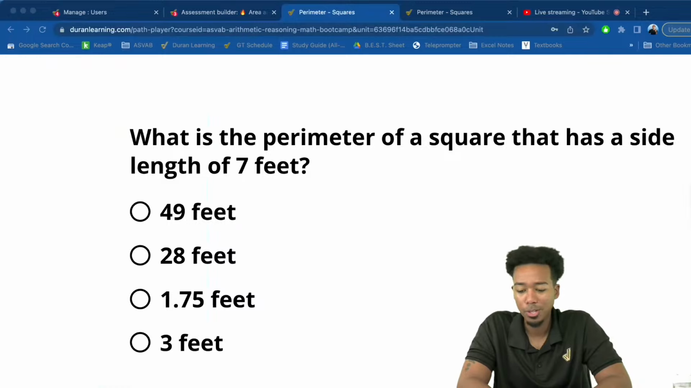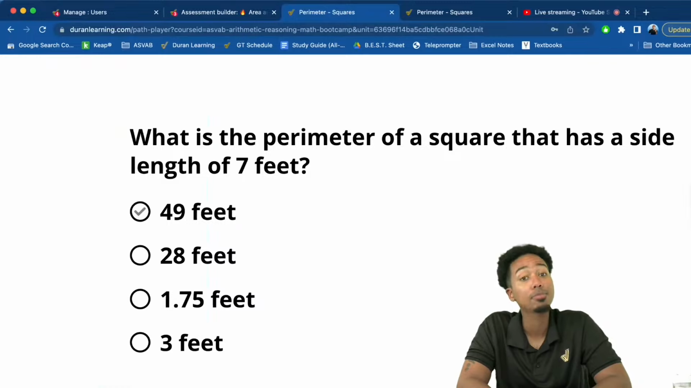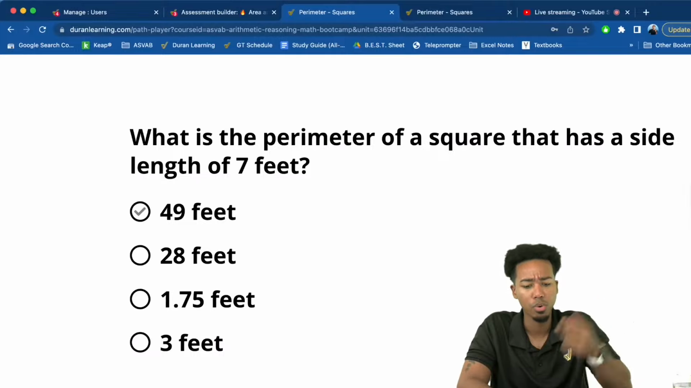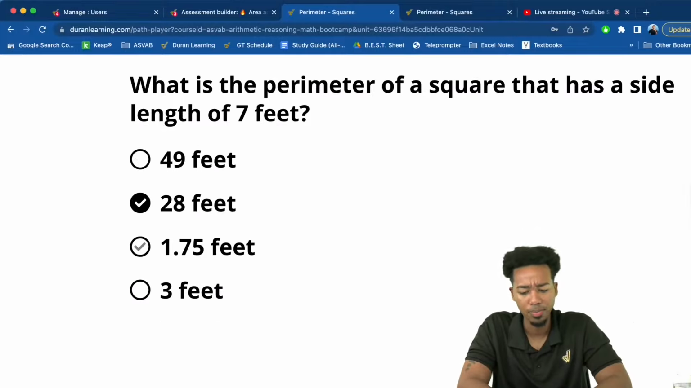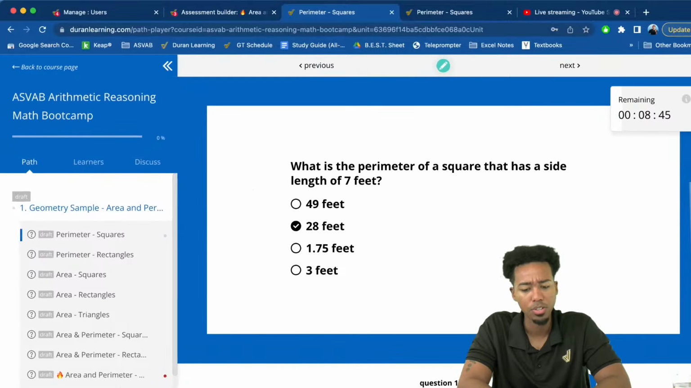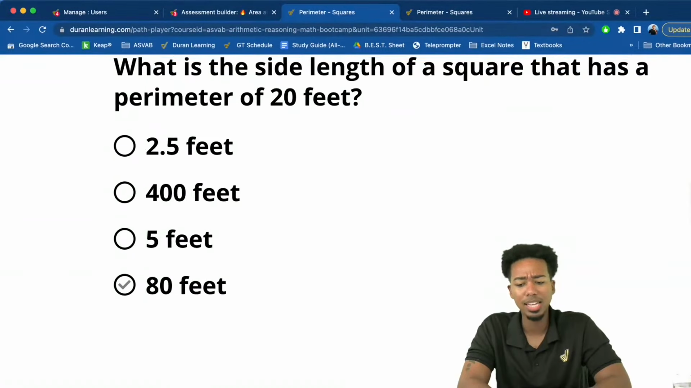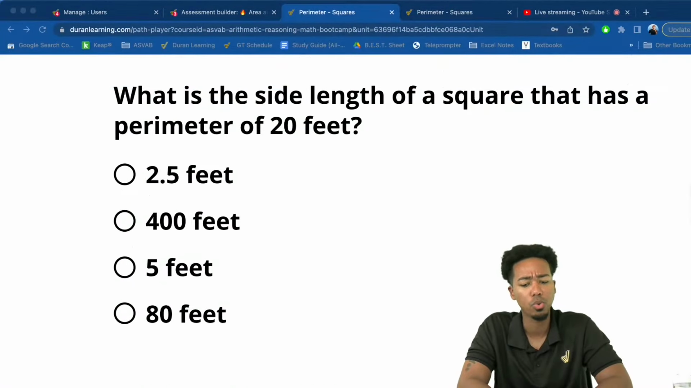Perfect. All right, cool. So the answer here would be 28, because perimeter is side times 4, because it's 4 sides. So we'll click 28, and then we'll go to the next question. Let's try this next one together, everybody. What is the side length of a square that has a perimeter of 20?